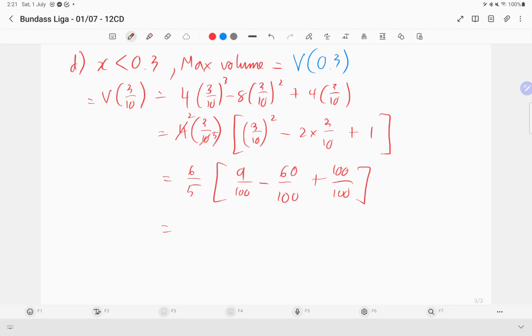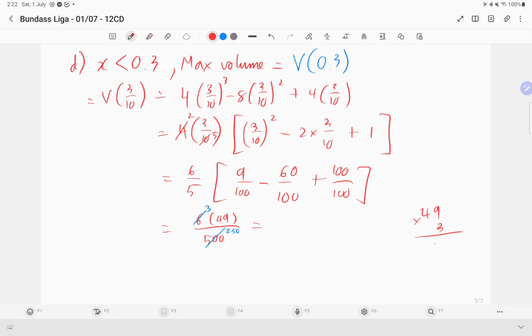But it is still better than working with 1000. So 100 minus 60 is 40, and then plus 9 is 49. So that's 6 times 49 over 5 times 100, which is 500. Okay. If you see it, you can simplify 6 and 500. So divided by 2 would be 3, and this is 250. Okay. So that's 3 times 49. You can work that out on the side here.